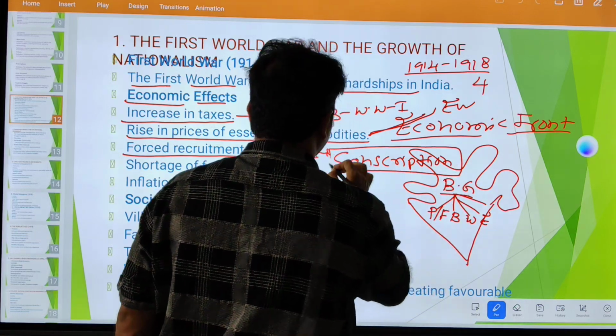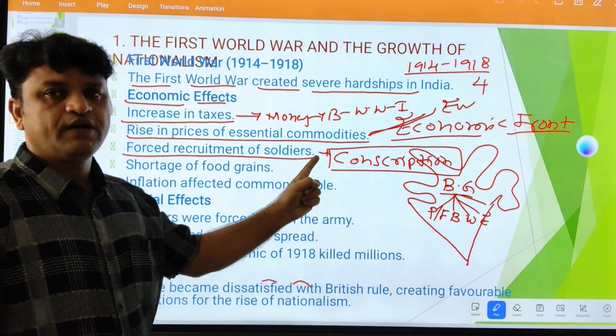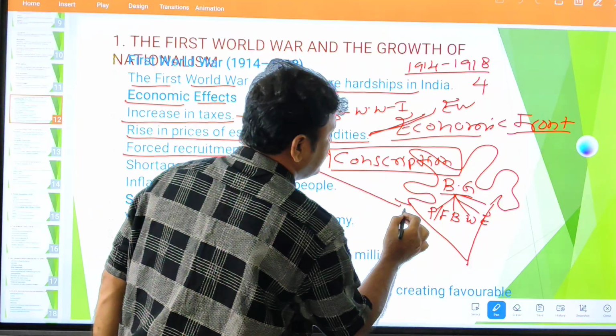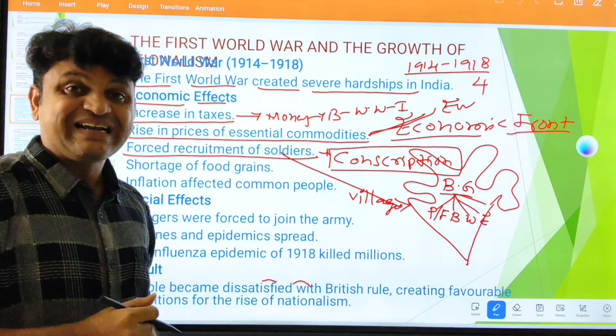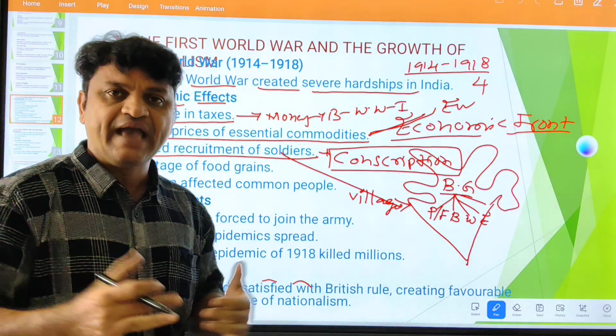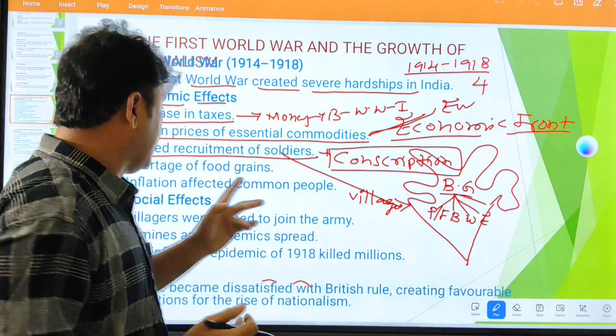What do you mean by conscription? Forced recruitment of soldiers from Indian villages. From Indian villages. So it was resented by the Indian people. They got angry. They are not showing interest then.